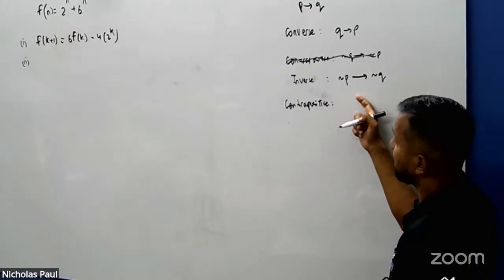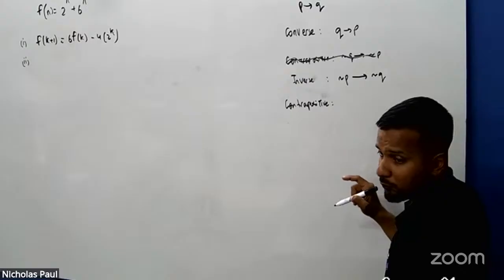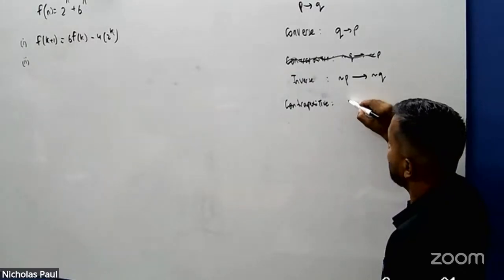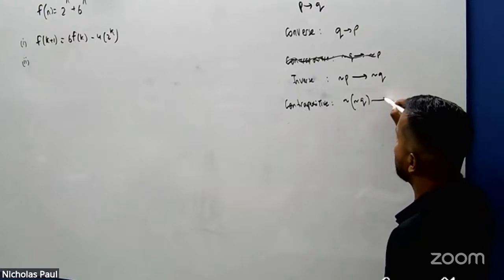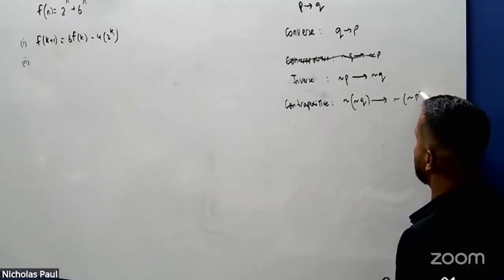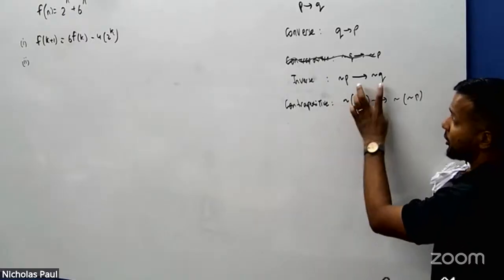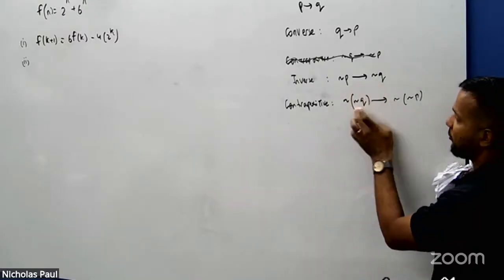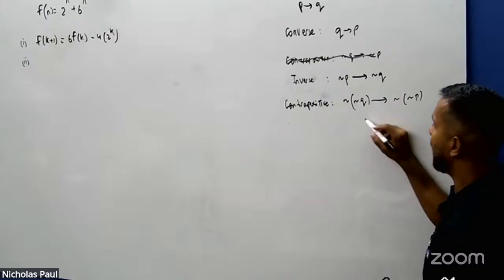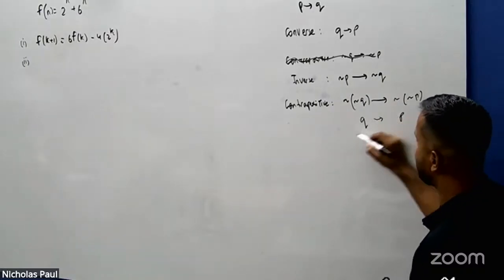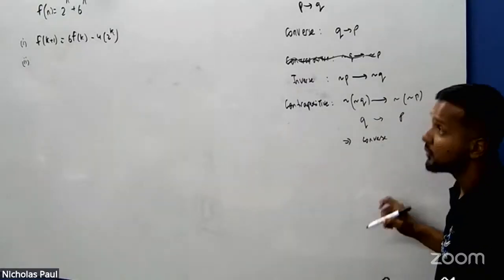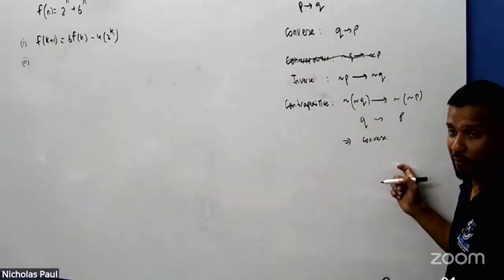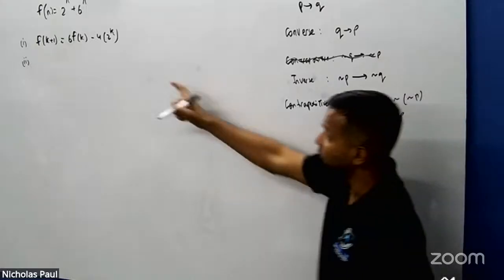Negation of Q implies, so it will be double negation of Q implies the double negation of P. Remember the contrapositive of this? You flip it around and negate, and now you end up with Q implies P, which is the converse. That was the first one, and the second was this.